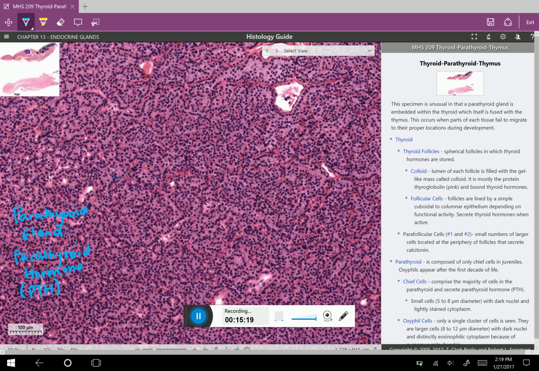So, the stimulus for PTH release, instead of the high calcium for calcitonin, is low blood calcium. When this happens, PTH is released in increasing amounts. So the effect, what's the goal going to be? Will it be to increase or decrease blood calcium levels? The goal will be to increase blood calcium levels.